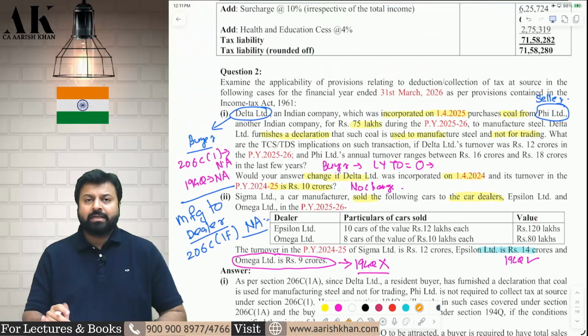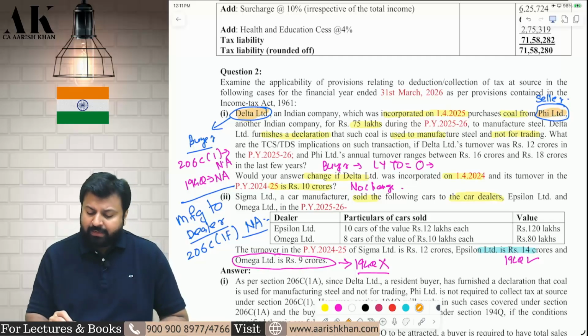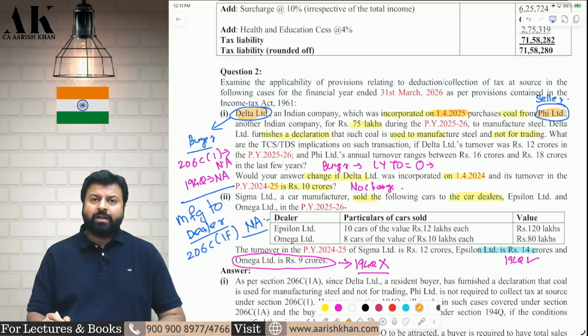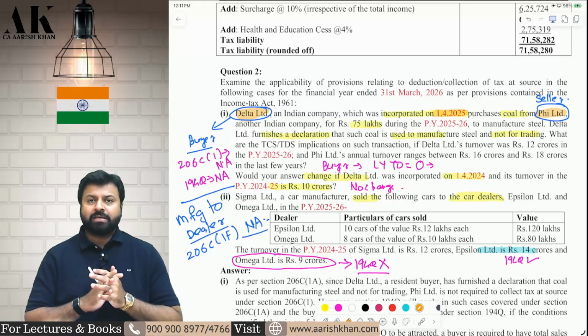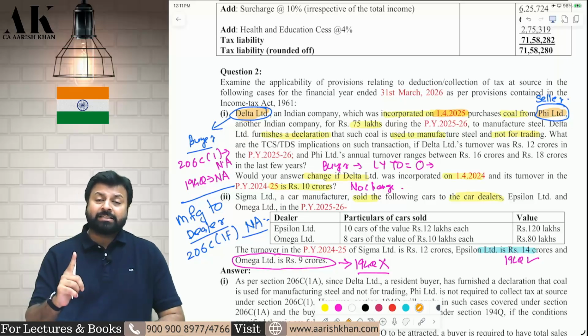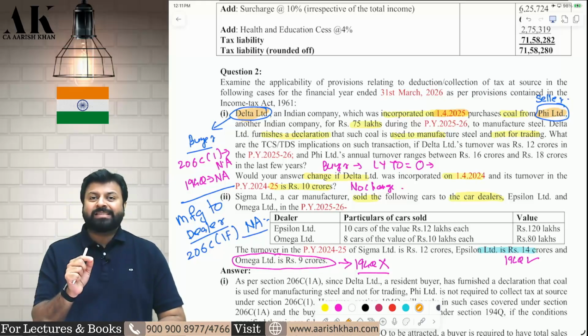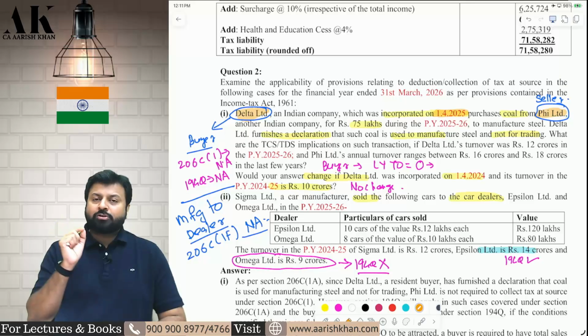Next question is on TDS and TCS. There is a buyer, Delta Limited, and there is a seller by the name of Fee Limited. What are we buying? We are incorporated just this year on 1st April 2025 and we are buying coal from them. Always remember, if the seller is selling coal, then generally the seller is liable to collect TCS on coal at the rate of 1%. Coal is covered under 206C(1). So the seller should collect TCS.